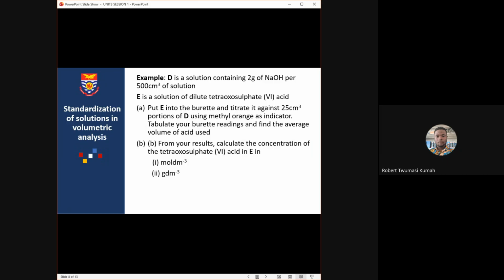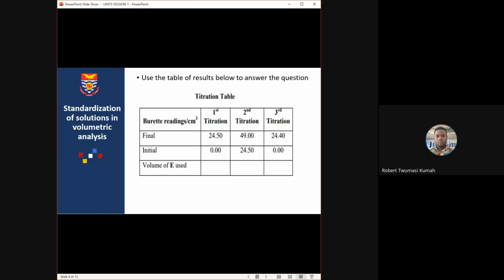Then the next question is from your result. Calculate the concentration of the acid in mole per cubic decimeter and in gram per cubic decimeter. So let's see.